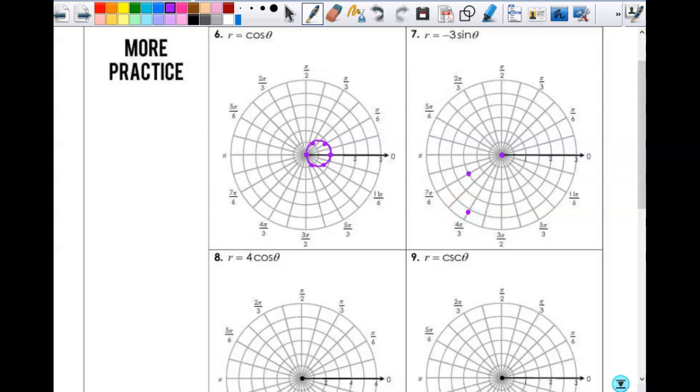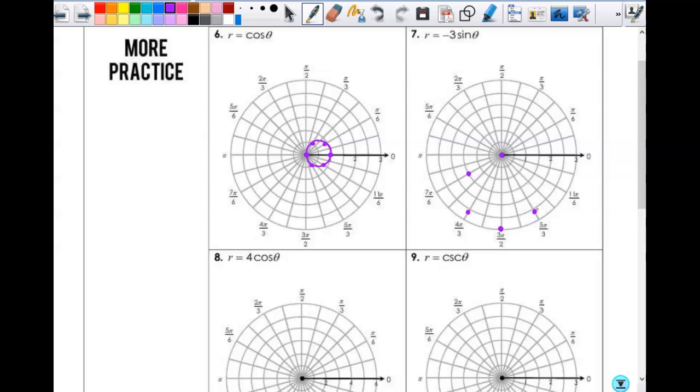Then what is the sine of pi/2? 1. So times a negative 3 gives me a negative 3, so I end up right here. Good. So then the sine of 2pi/3 is square root of 3 over 2 times a negative 3, which is going to be about a negative 2.7 again.